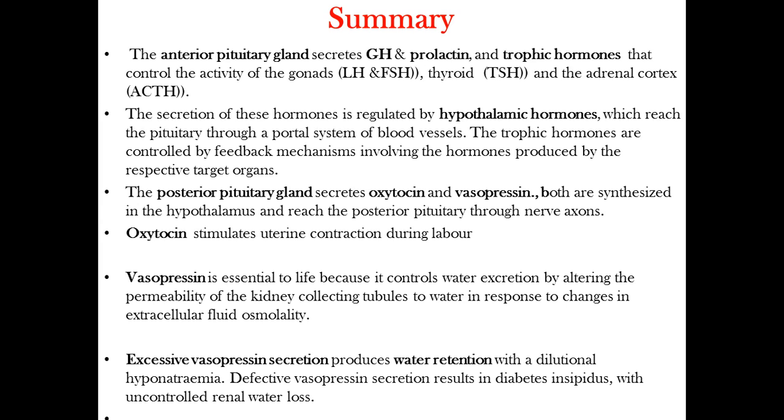The posterior pituitary hormones are oxytocin and vasopressin. They are synthesized in the hypothalamus, reach the posterior pituitary through the nerve axons, and are released from there. Vasopressin is very essential to life because it controls water excretion. Excessive vasopressin produces water retention and dilutional hyponatremia, and defective or decreased vasopressin secretion results in diabetes insipidus with polyuria and uncontrolled renal loss, in addition to polydipsia and dehydration.